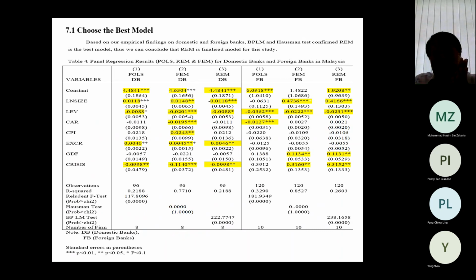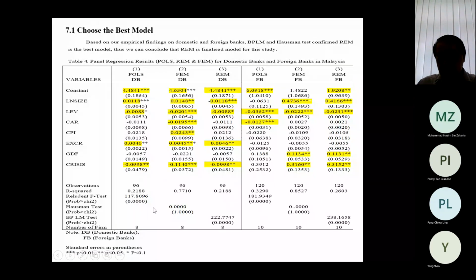Okay, to choose the model here, basically I run the test. I want to choose which model is the best. Therefore, you can see the figures here. The result for the F test basically talks about poolability, the Hausman test, and also the BPLM. There are three tests I'm going to do. First one, as I said, poolability, is under this F test, then Hausman, and also BPLM. So you can see the figures.